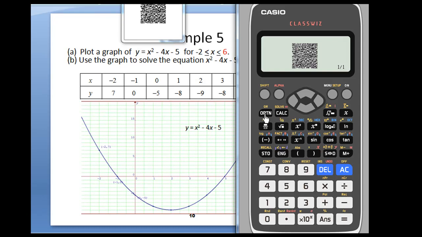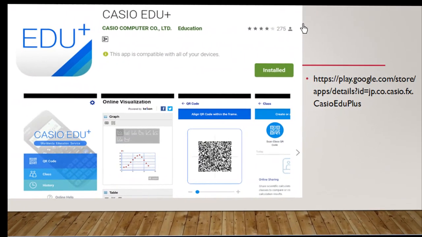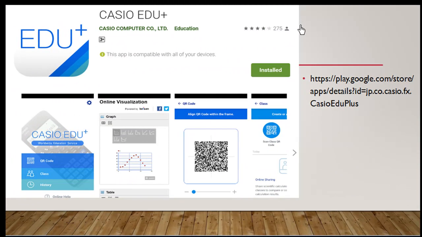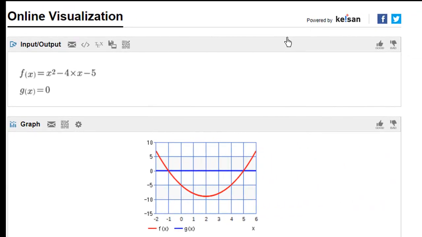And we will show you what the graph looks like. In order to view the graph generated by the CASIO calculator, you need a QR code reader. Any QR code reader will do the job. This is what the QR code reader will show you. You have the equation f(x) equal to x squared minus 4x minus 5 and the graph from x equal to negative 2 to x equal to 6.